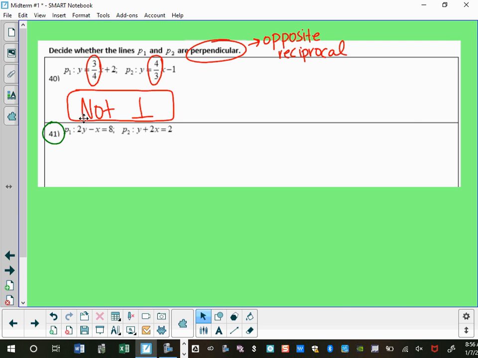Once you fill that out, circle 41. For 41, solve for x first. Or sorry, solve for y first. Make it easier for yourself.